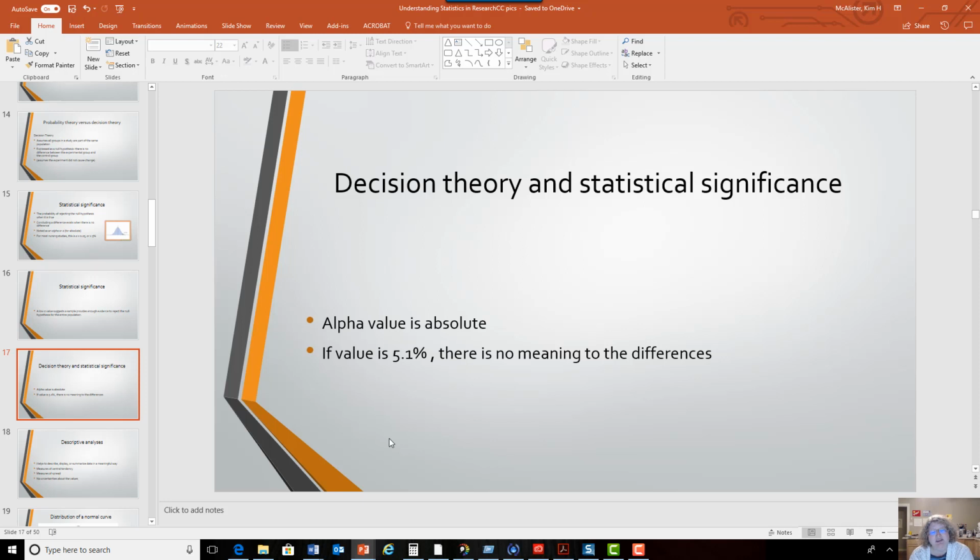The alpha value is absolute. So if the value is 5.1%, then there's no meaning to the differences. There's no statistical significance. That can be difficult for some people to wrap their head around because it's almost there, but we have an absolute cutoff. We don't go beyond that.